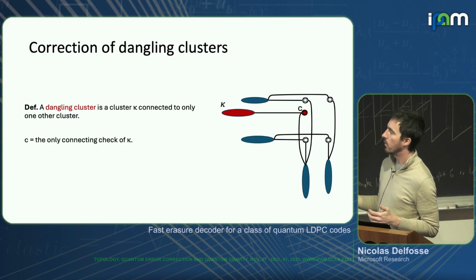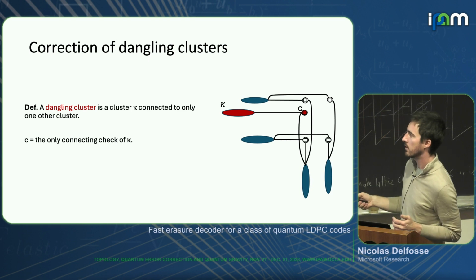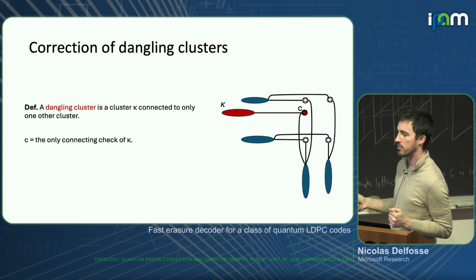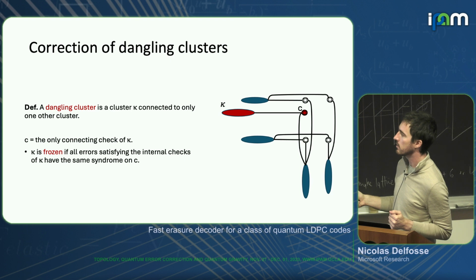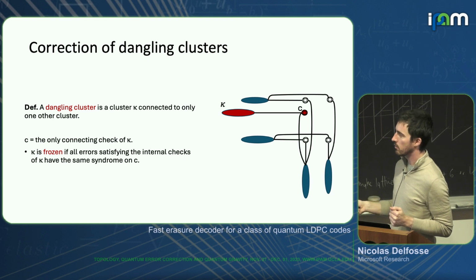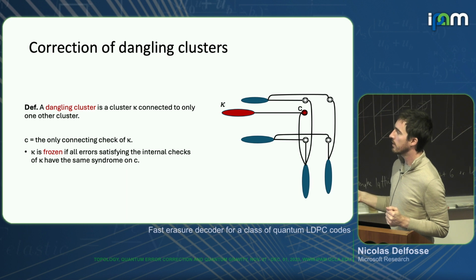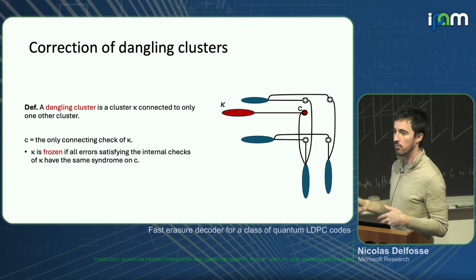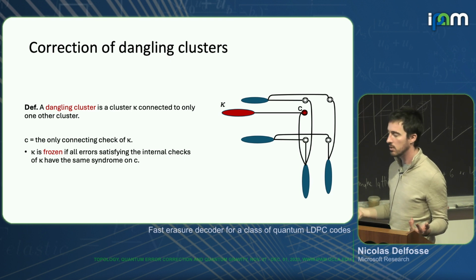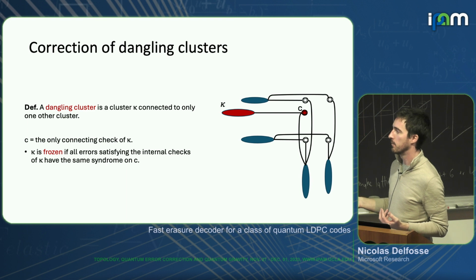And what are the properties of these clusters is that if we look at the value of this check, there are two cases. We're going to call this dangling cluster frozen if, when we look at all possible corrections we can apply in this cluster, all possible errors we can find, they have the same value on this check. If they all have the value 1, for instance, then it's a frozen value.